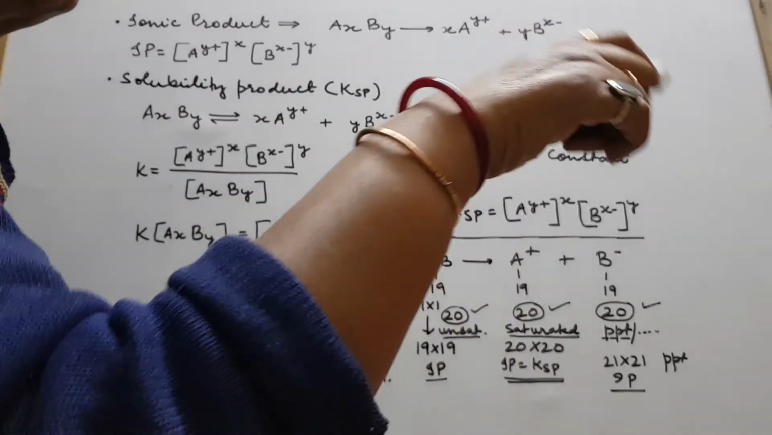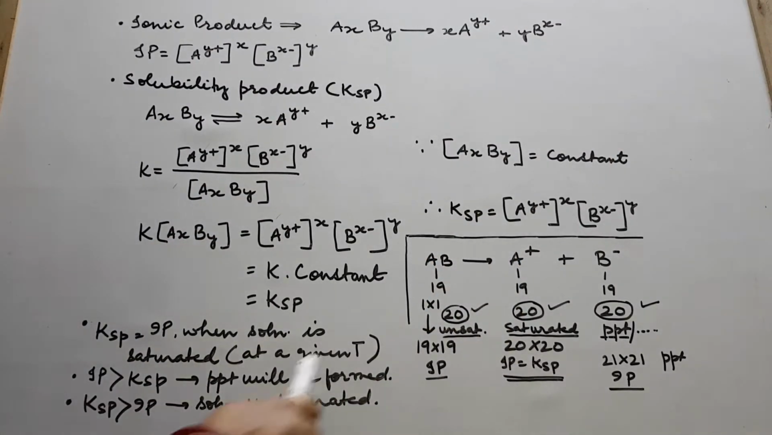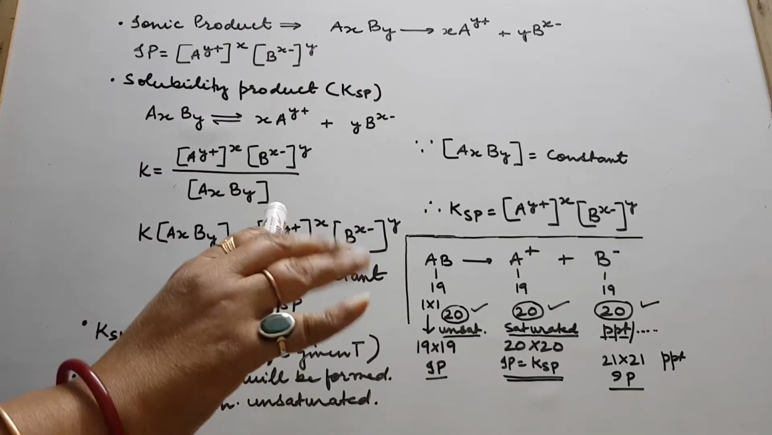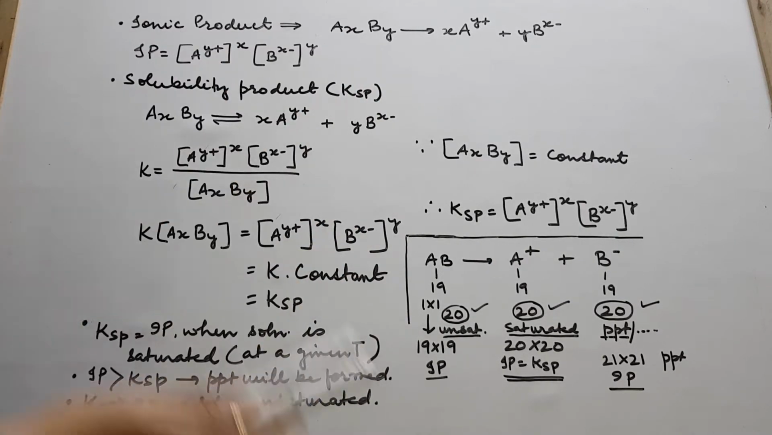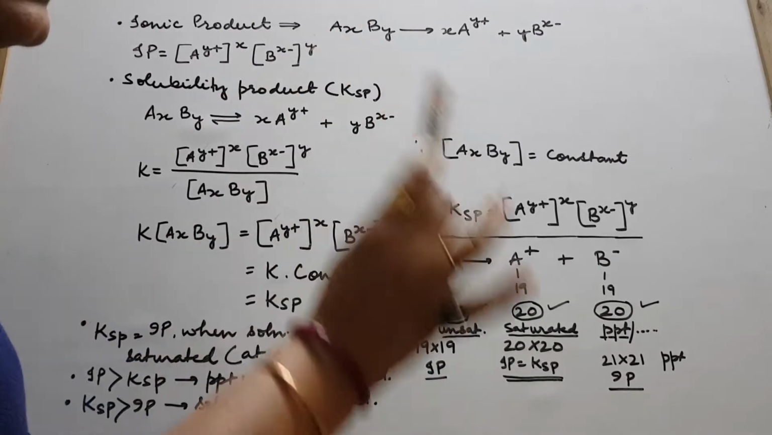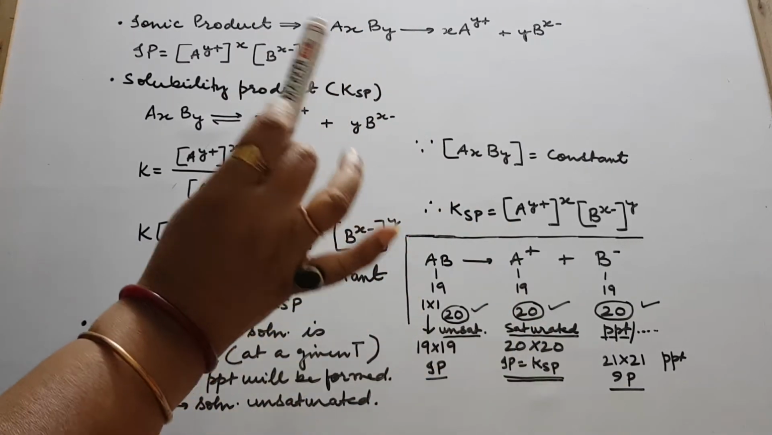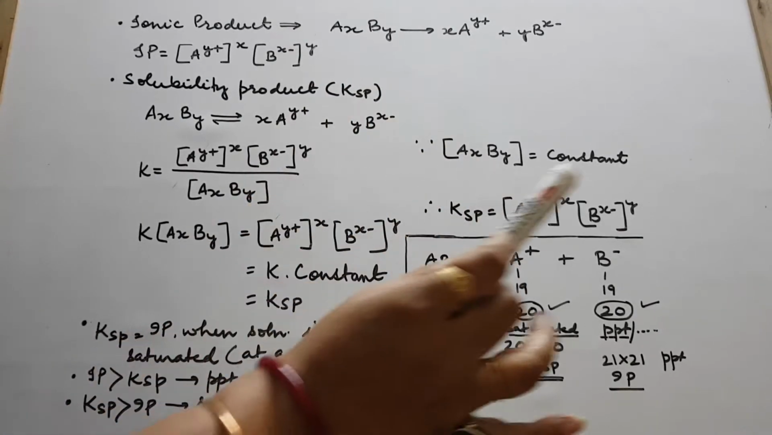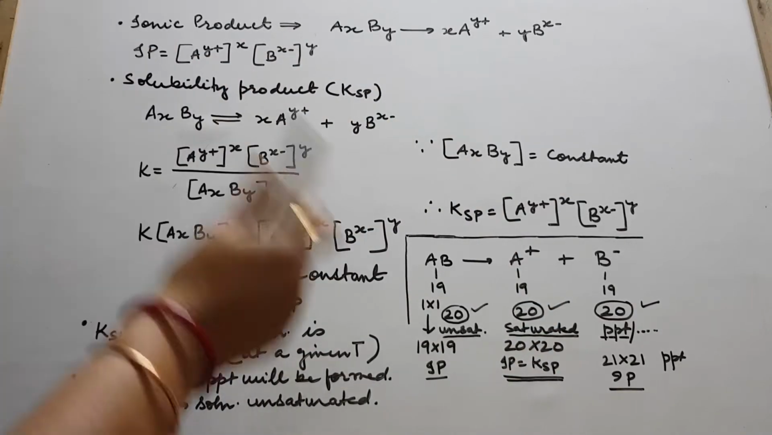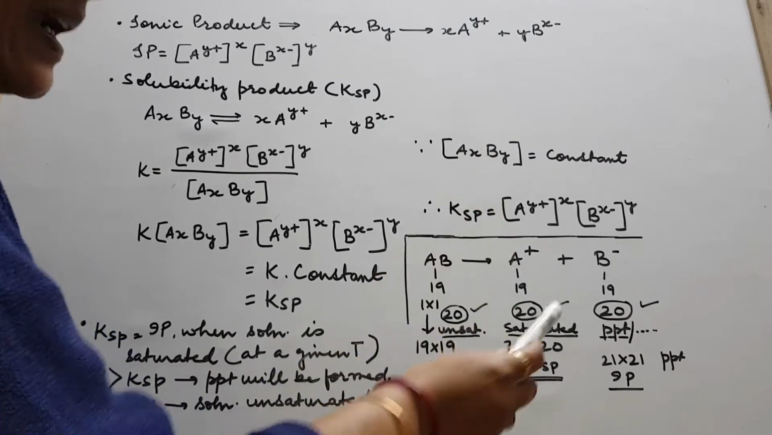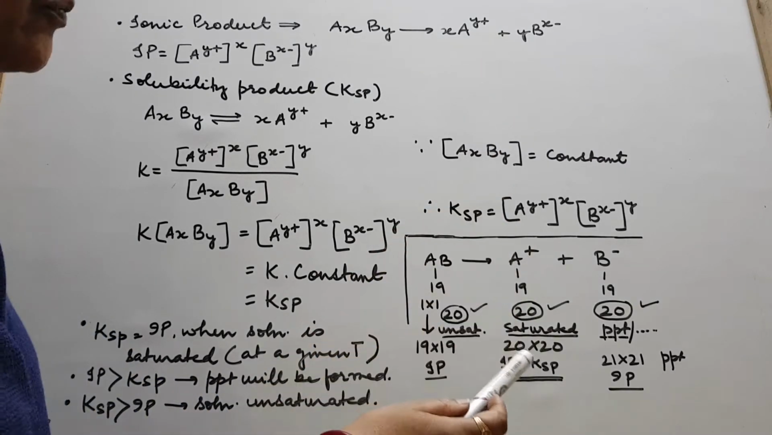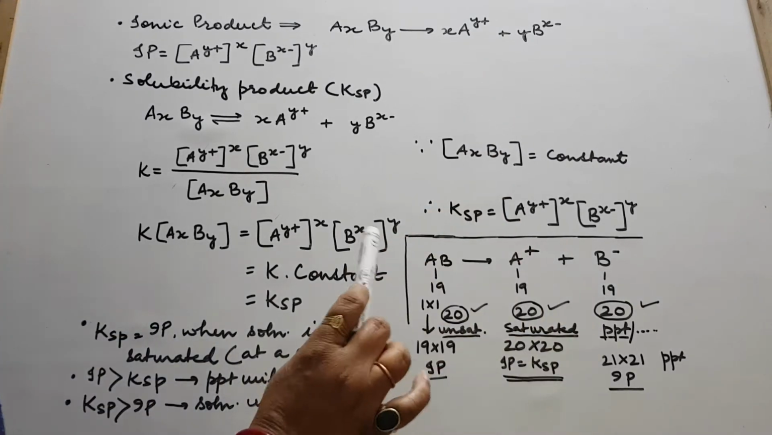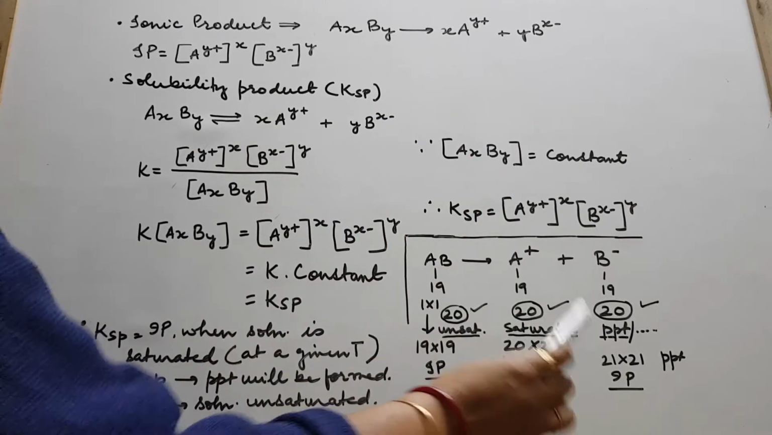You had put the 20th mole of AB. You went on stirring properly, and finally at that temperature only, with lots of difficulty, that was the last mole which could dissolve at that temperature in that 1 liter of solution. So at that point of time, your ionic product will be 20 into 20. You calculated 20 into 20.